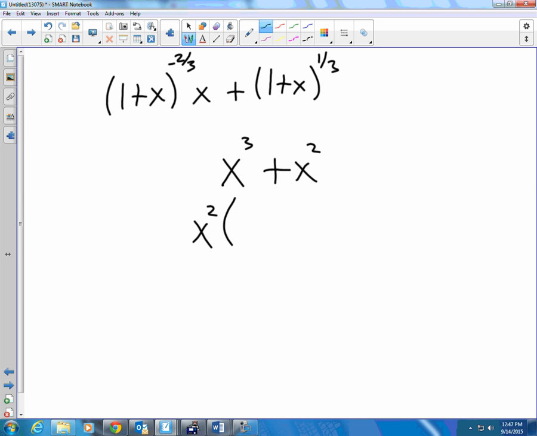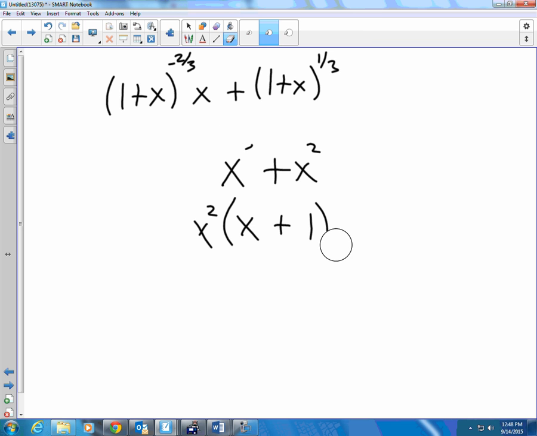And when you take it out, you're left with x plus 1, because you did 3 minus 2, which was 1, and 2 minus 2 was 0, which gave you x to the 0, or 1, correct? So we subtract our exponents, and we take out the smaller of the two exponents.